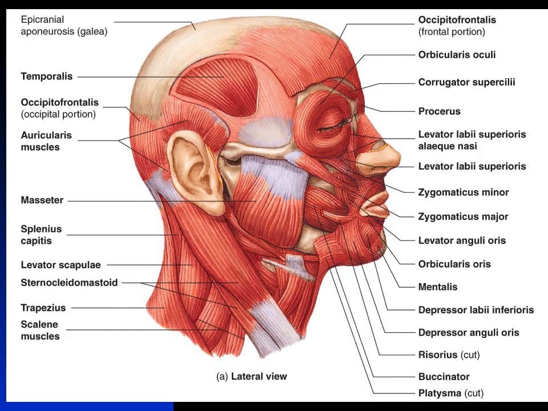What else here? You can see the sternocleidomastoid. This can pull the chin down or the head down and anteriorly, or it can turn the head from side to side. There's one on each side. And you can see a little bit of the splenius capitis as it extends the neck. The sternocleidomastoid actually is going to flex the neck.